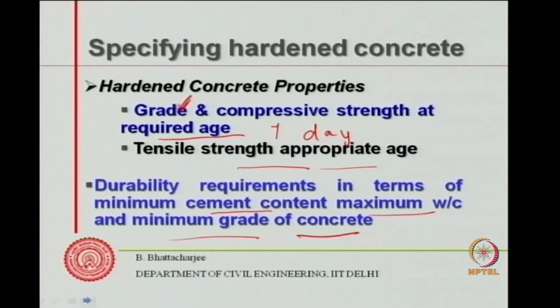For example, where we want to do early demolding, right? Say a pre-tensioned precast system where I would like to apply some pre-tension to the concrete. In such a situation, I might require high early strength. So in addition to grade of concrete, I might also specify the strength at some early age. In some other cases, I might specify tensile strength of concrete at, let us say, some age.